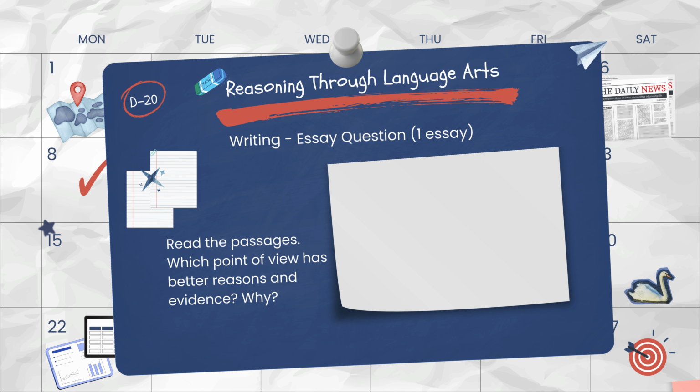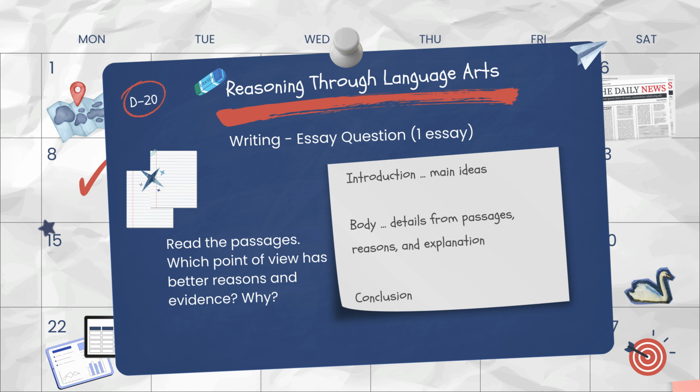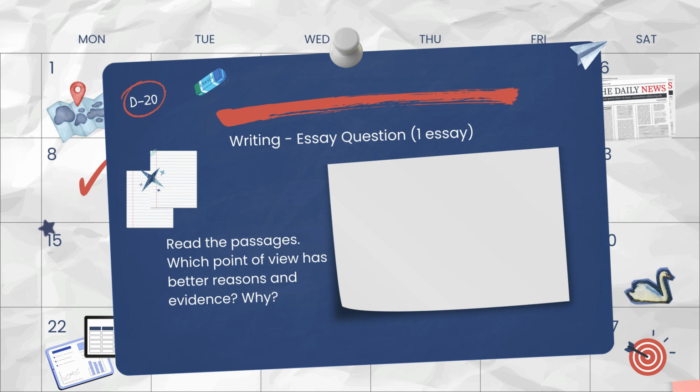Along with reading and language questions, the RLA test also includes one essay question. This part asks you to read a pair of passages that take different points of view on the same topic. Your job is to decide which author makes the stronger argument and explain why. You don't need to give your personal opinion. Instead, focus on comparing the passages, pointing out which one uses stronger evidence, clearer reasoning, or more convincing examples.